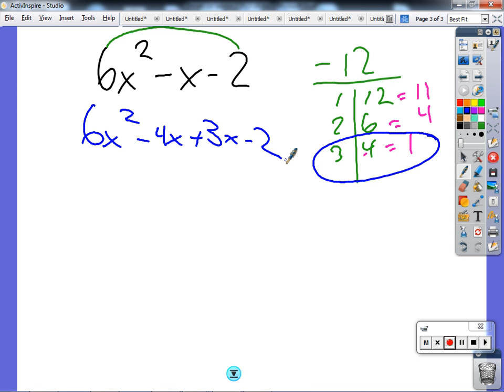Negative x, right? So negative x is still this. I didn't change the value. It's still here. It just looks different, correct? And then the minus 2. Yes, ma'am. From this number right here to here.